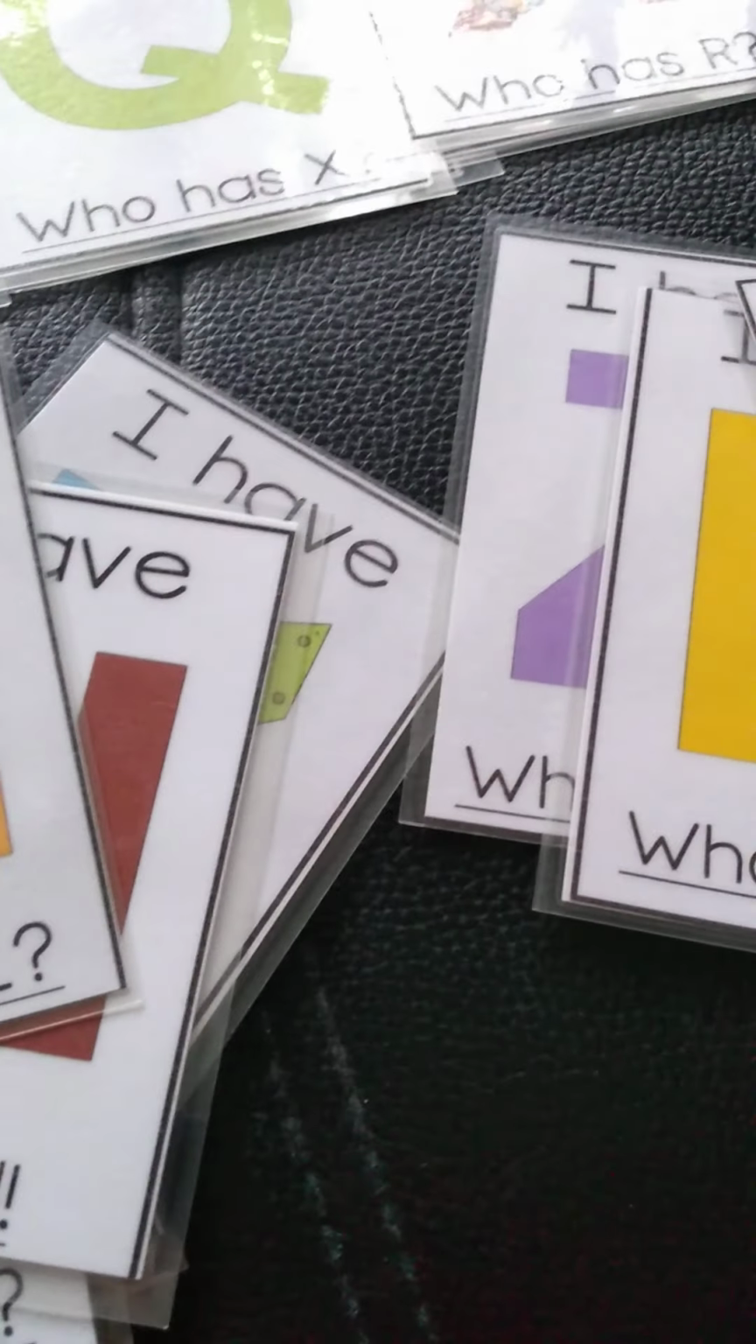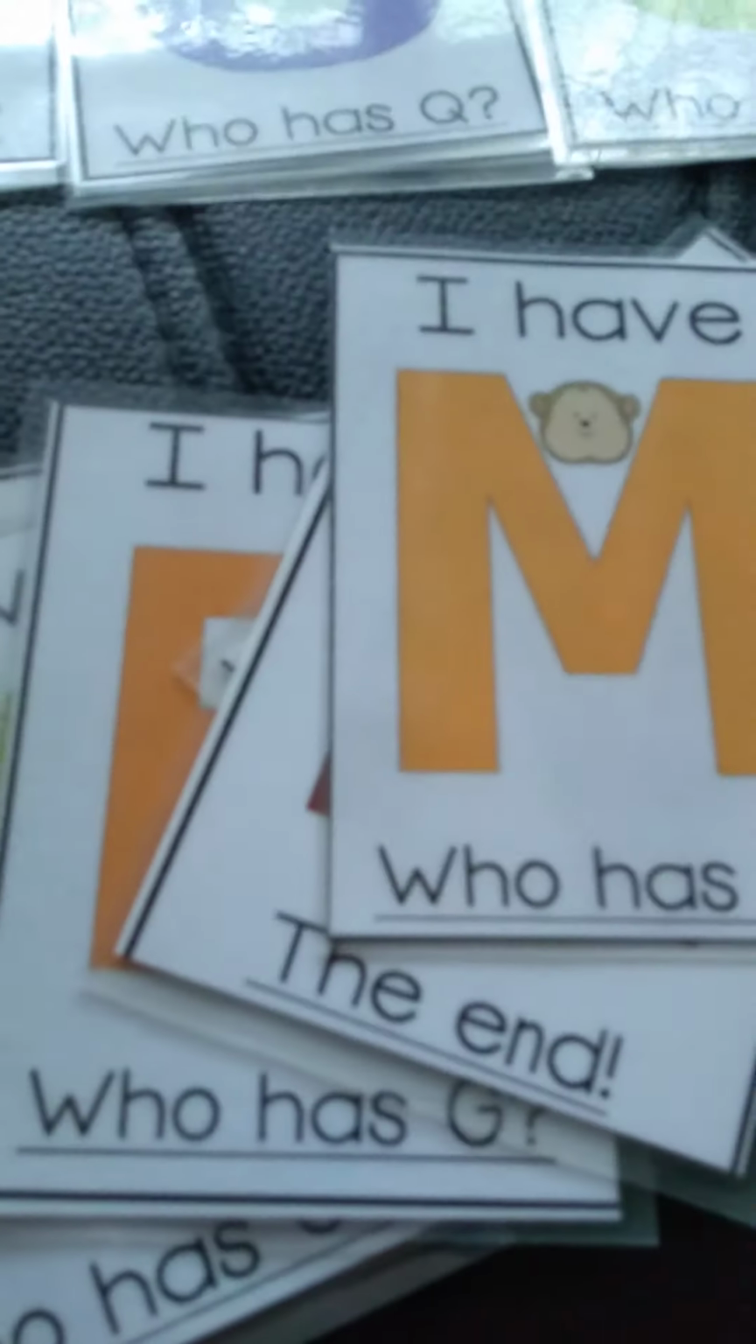R. Did you see an R? There's I and P down there. Where's R? Did you see R? Where is R? There's R. I have R who has G.